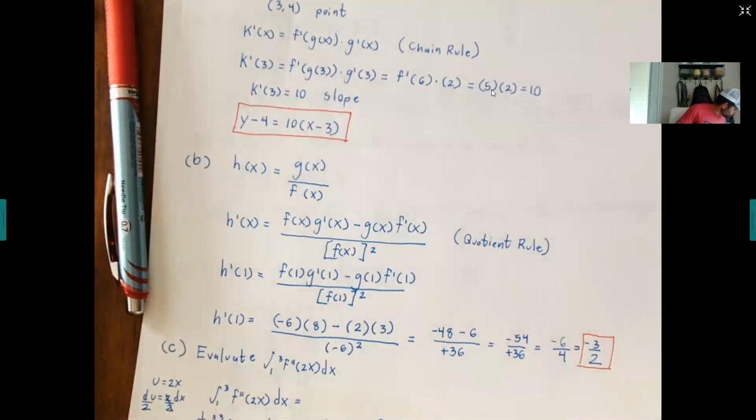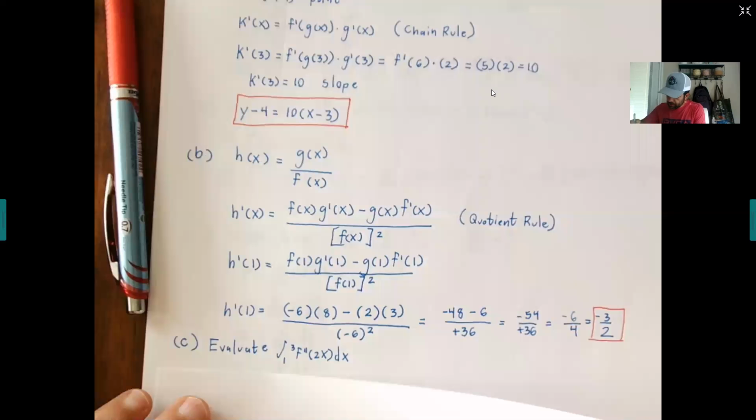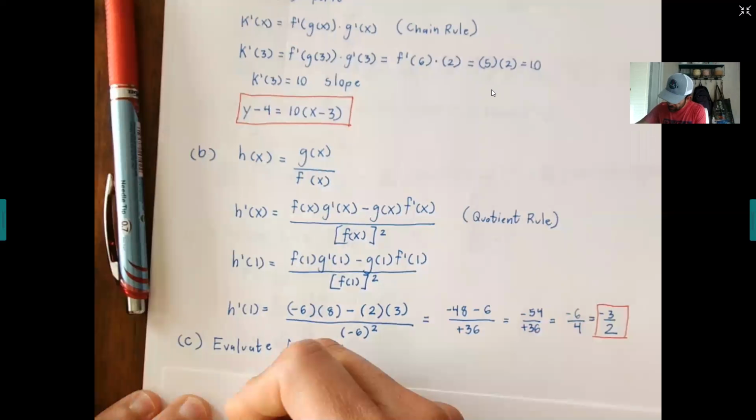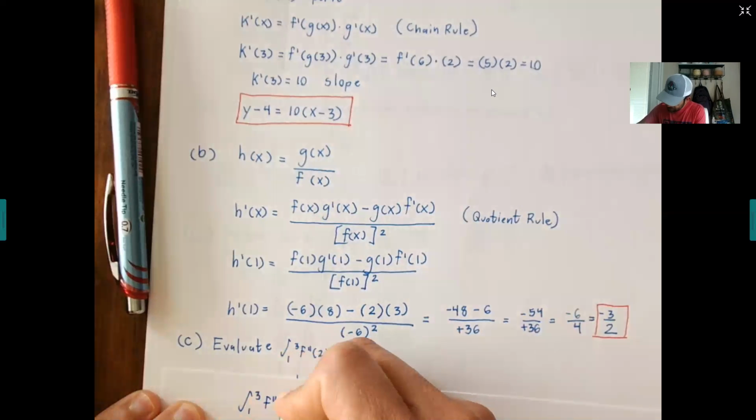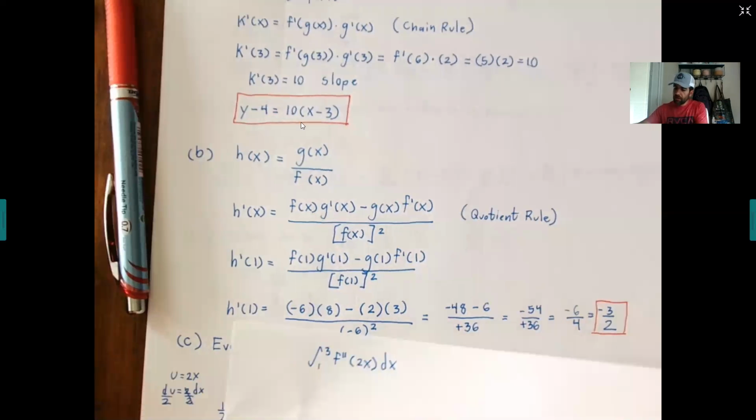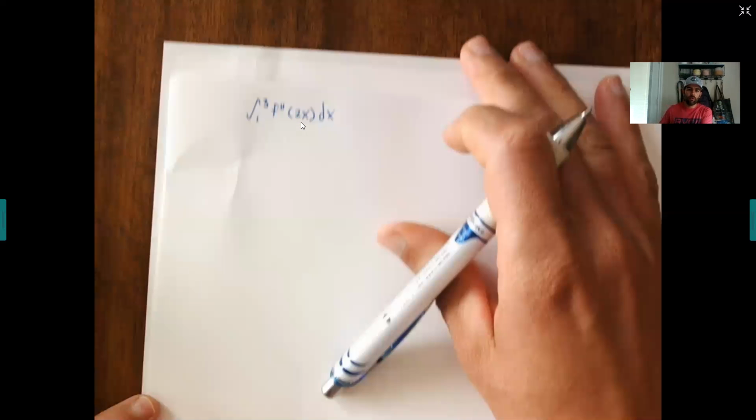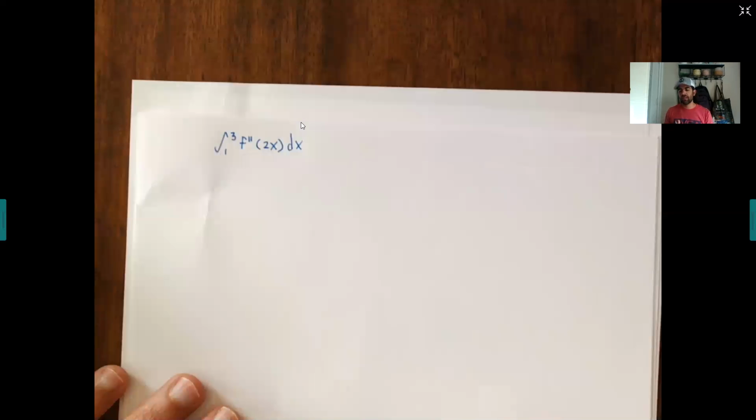Another piece of paper here. All right. So they're asking me to evaluate this right here. Okay. So here's the weird part with this one, right? What I would have wished, and that's sort of where I missed it, is that this would have just been f double prime of 2x, but it's not.